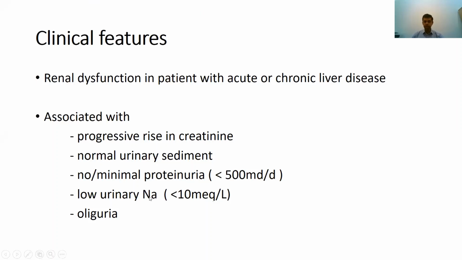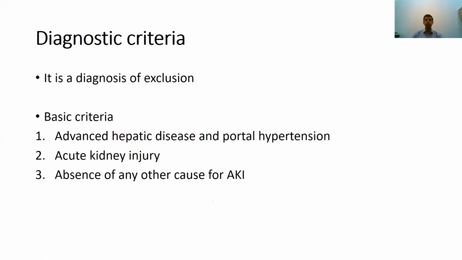And because this is a pre-renal sort of acute kidney injury, if you remember from your acute kidney injury lecture, if it's pre-renal, you may remember that your urinary sodium levels will be low. So if you do a urinary sodium level, that will be low. And because it's a pre-renal failure, the patients will be oliguric. The diagnosis is by exclusion, as I mentioned. So the main criteria that you need to have is you need to have advanced hepatic disease and portal hypertension. You need to demonstrate there is an acute kidney injury, and you need to demonstrate that there is no other cause that can be attributable to this acute kidney injury.